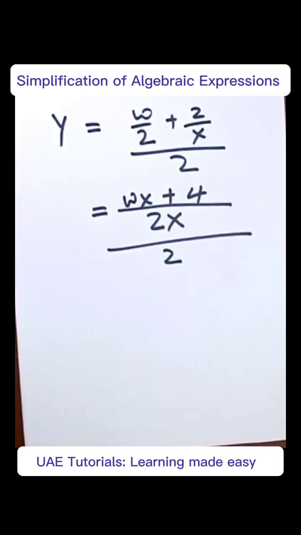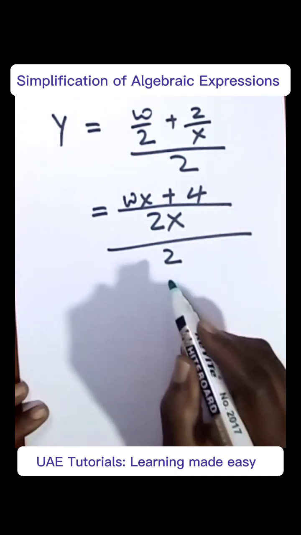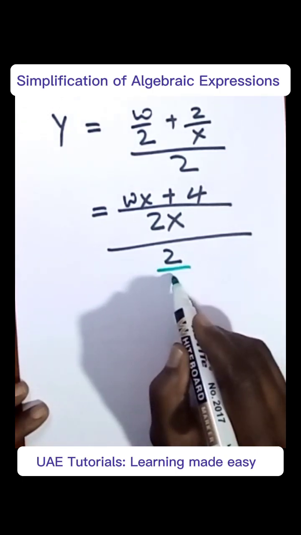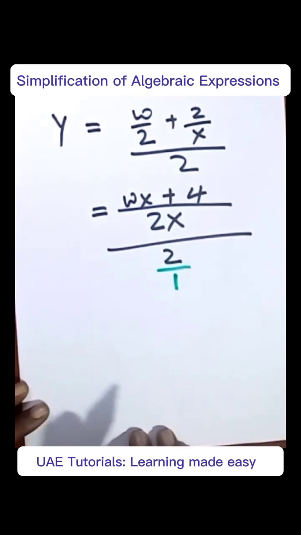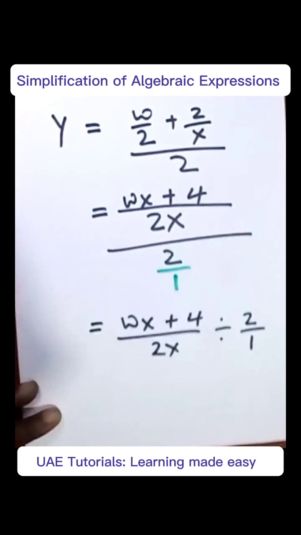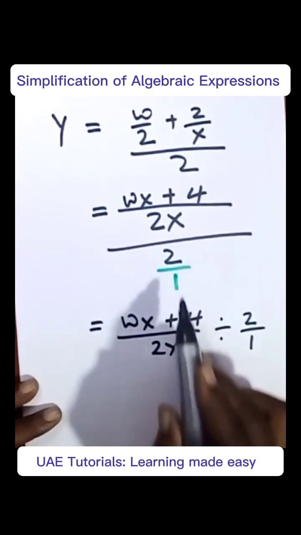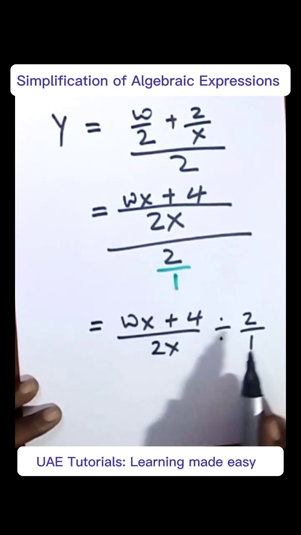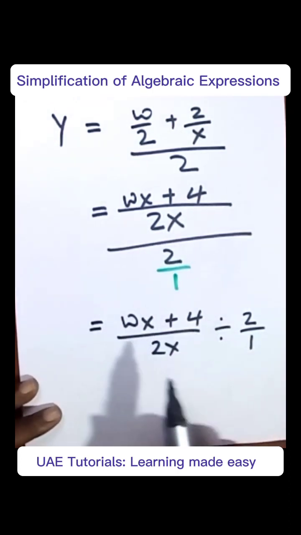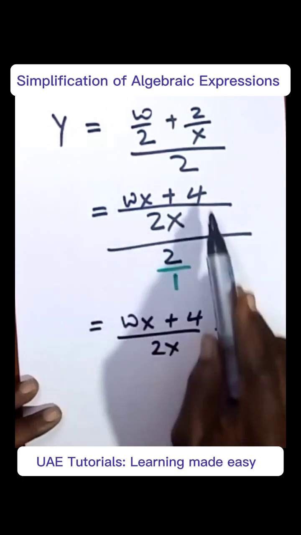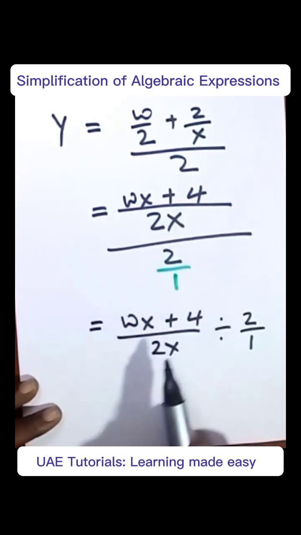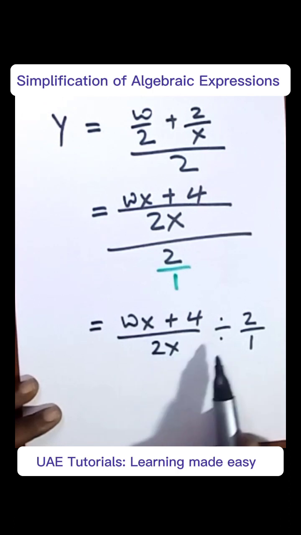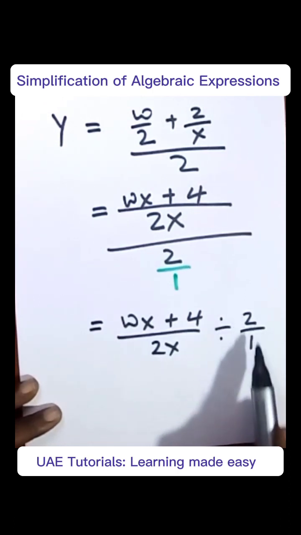And guys, we have come across this before. We are going to convert this to a fraction by making it 2 over 1. Do you agree with me? Yes. So, since we converted this to a fraction, we are at liberty to change the way it is written. We have not changed anything. Wx plus 4 all over 2x now divided by 2 over 1.